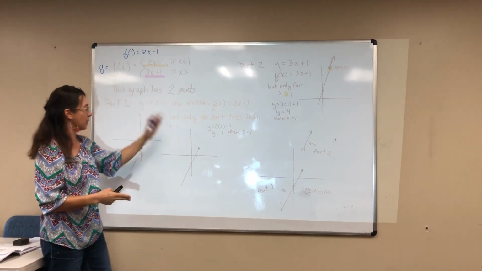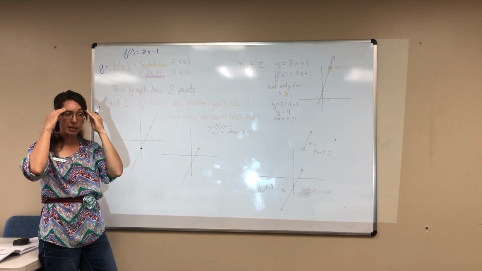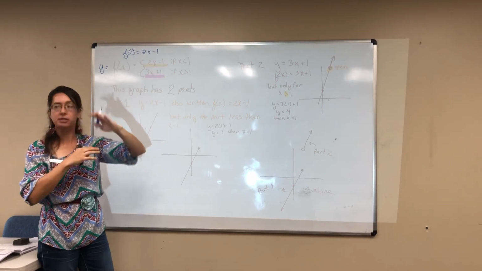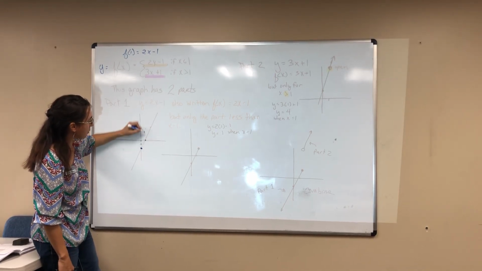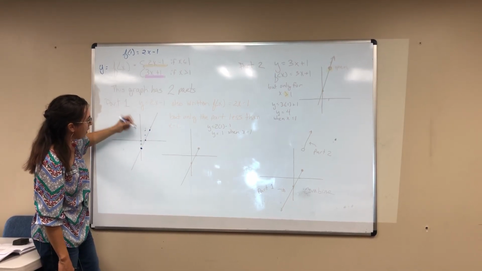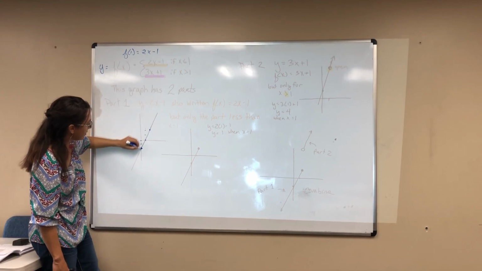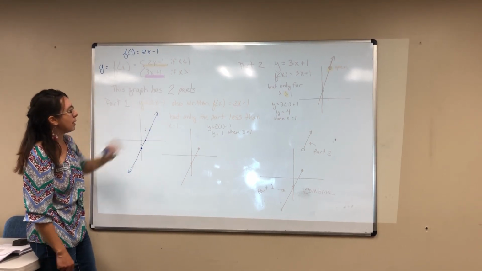Steeper. Okay, so we're visually thinking, what does my line look like? It goes up, it's steeper than my parent function. So I'm going to go up 2 over 1, up 2 over 1. Here's my line. Okay, that's what I'm graphing.